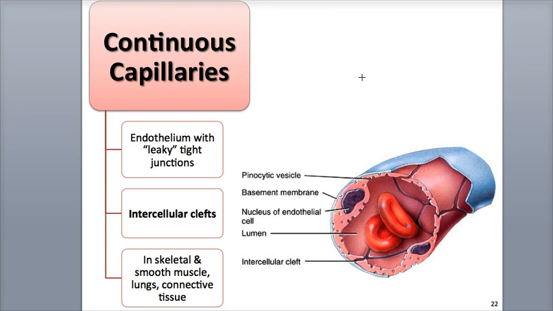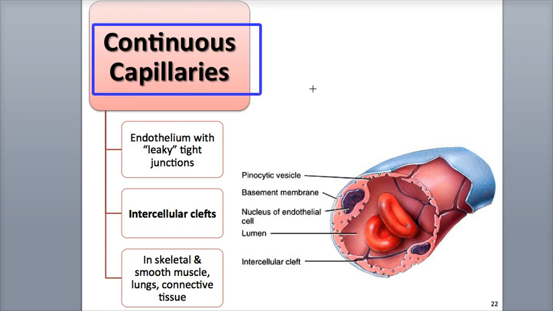The most common type of capillary is the continuous capillary. They're located in the skin, the muscle, the lungs, the brain, and the spinal cord. They're called continuous because the endothelial cell's plasma membrane wraps around the capillary bed as a continuous tube. The only spaces in the capillary are intercellular clefts located between adjacent endothelial cells. They form little gaps that partially separate each of the endothelial cells.